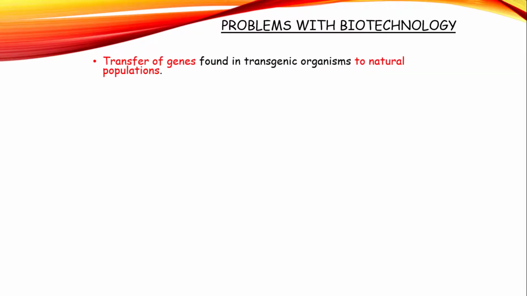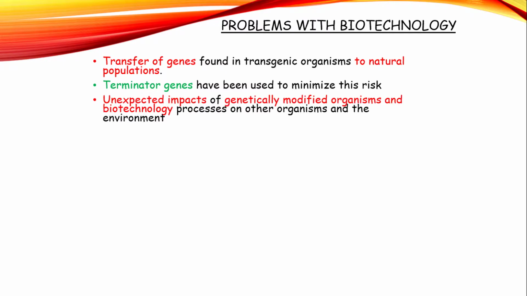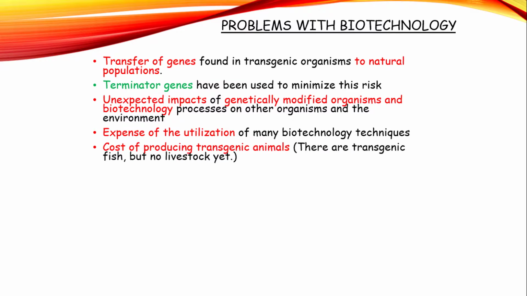Some problems with biotechnology. Transfer of genes found in transgenic organisms to natural populations. Terminated genes have been used to minimize the risk. Unexpected impacts of genetically modified organisms and biotechnology processes on other organisms and the environment. The expense of the utilization of many biotechnological techniques. Cost of producing transgenic animals.